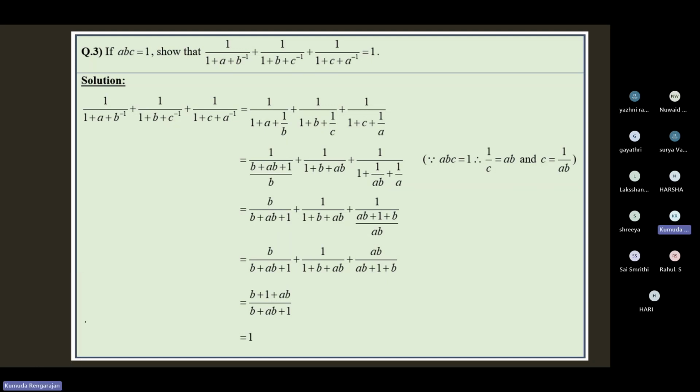Now, before you continue working, you should have decided what you don't want. So I decided I don't want C. If it is A and B, I'm going to continue. If it is C or 1 by C, I'm going to replace. If I have A and B, I'm going to continue with the next step. But if I have C or 1 by C, I'm going to replace them accordingly. As we understood, if ABC is 1, C is equal to 1 by AB.